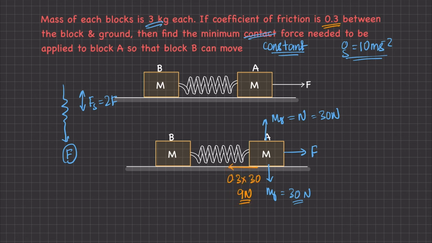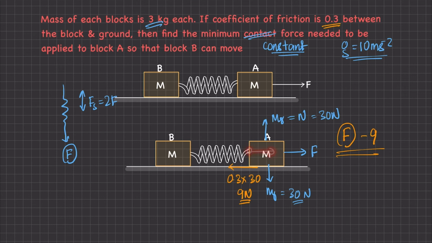Okay then. So what is the force that is acting on the spring? So the force that we need to apply is F, right? So if we apply force F, out of this F, 9 Newton is going to balance the friction here. So what is the remaining force? Remaining force will be F minus 9. Now this F minus 9 will try to extend the spring.